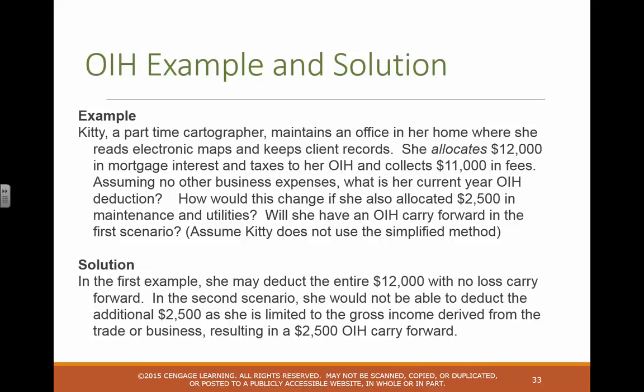Now, what does that mean when I said this? She allocates $12,000. Does that mean that's the total, or the part of it? So she's got obviously a big house. Yeah, she pays a lot of interest. She allocates $12,000 and collects $11,000 in fees. Assuming no other business expenses, what is her current year OIH deduction? So just stop there. How much is she going to take for OIH in that fact set?